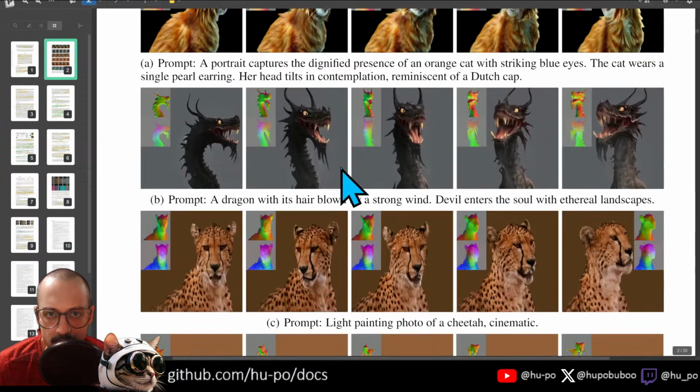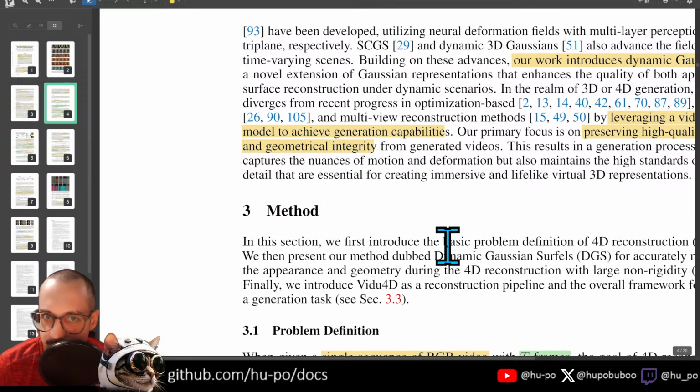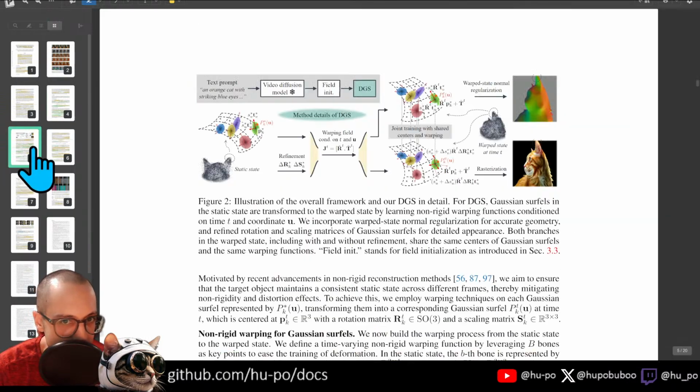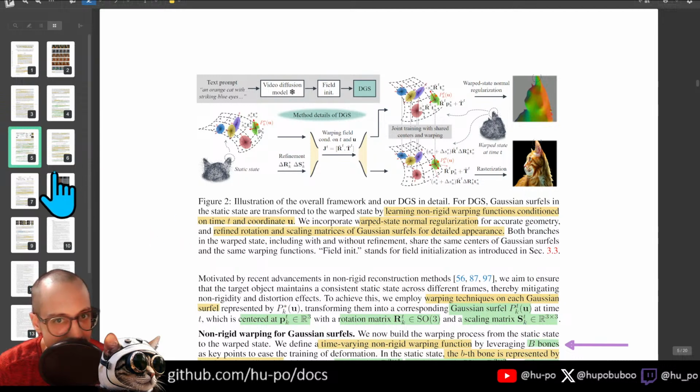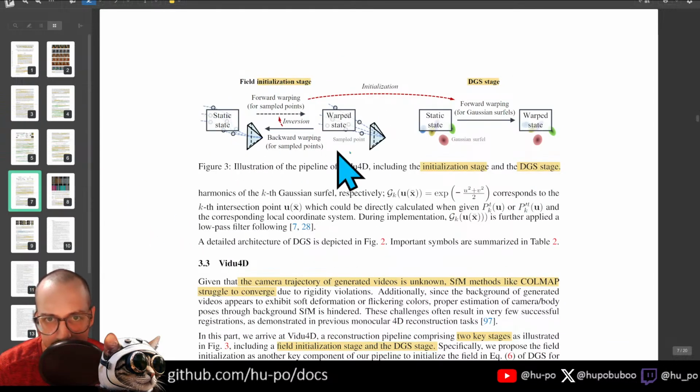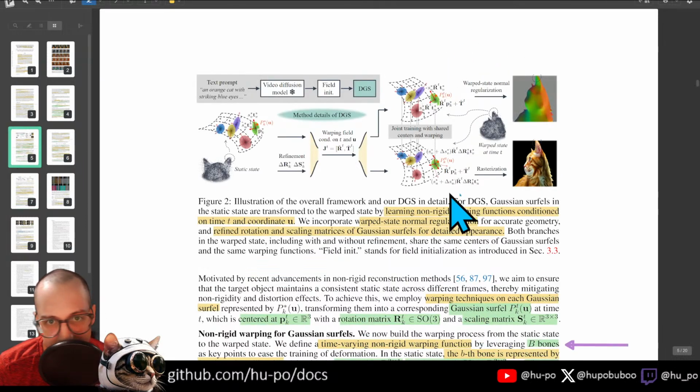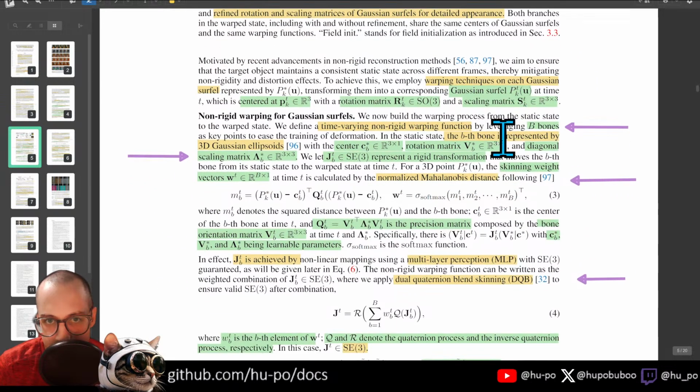So the paper itself is a little bit complicated. There's a couple different pieces here. You have a multi-step pipeline. You have an initialization stage. You have a DGS stage, the dynamic Gaussian Surfel stage. You have your standard rendering losses, where you're just trying to make the surfels appear visually the same as the two-dimensional video. It's two-dimensional frames inside a three-dimensional video, but the third dimension there is time. But you're also doing this warp state normal regularization. So they do a lot.